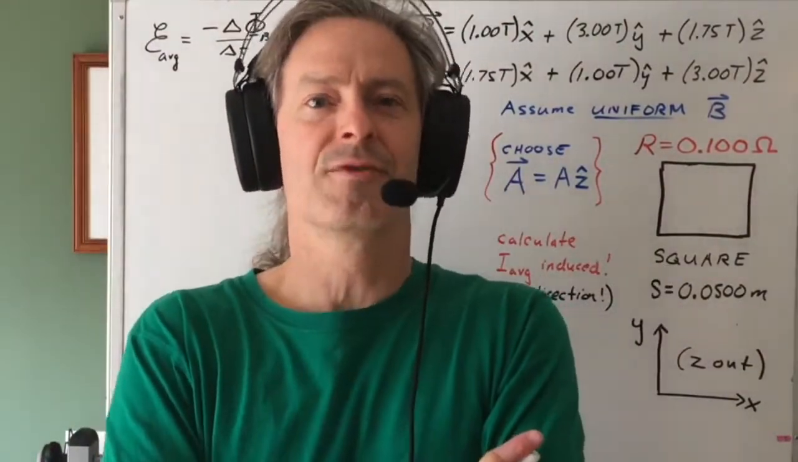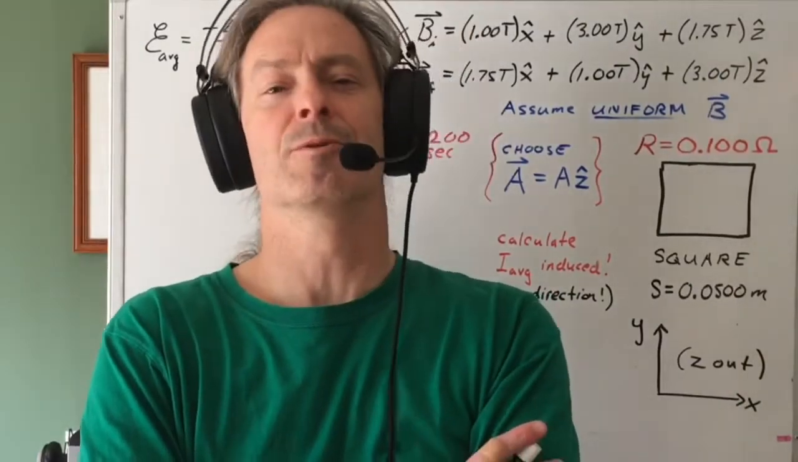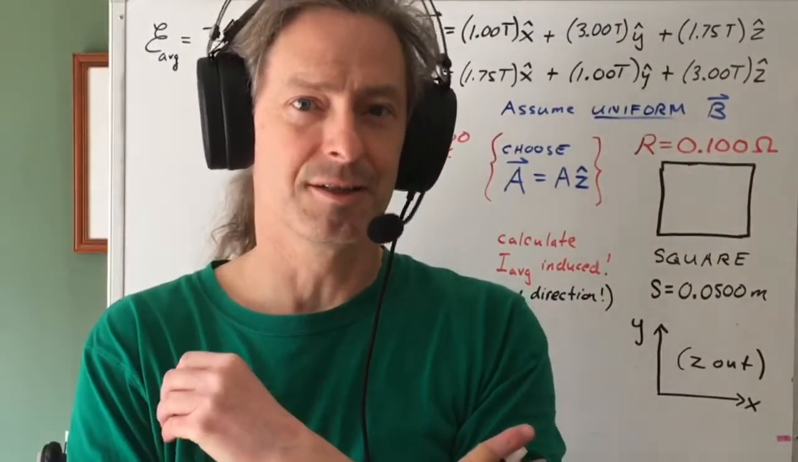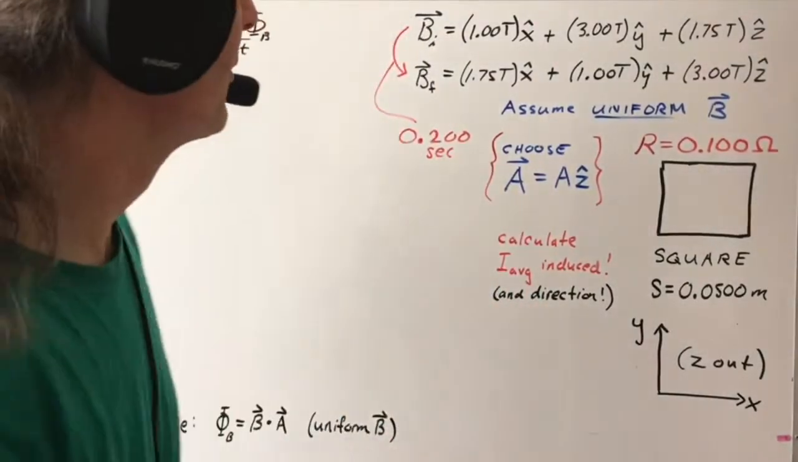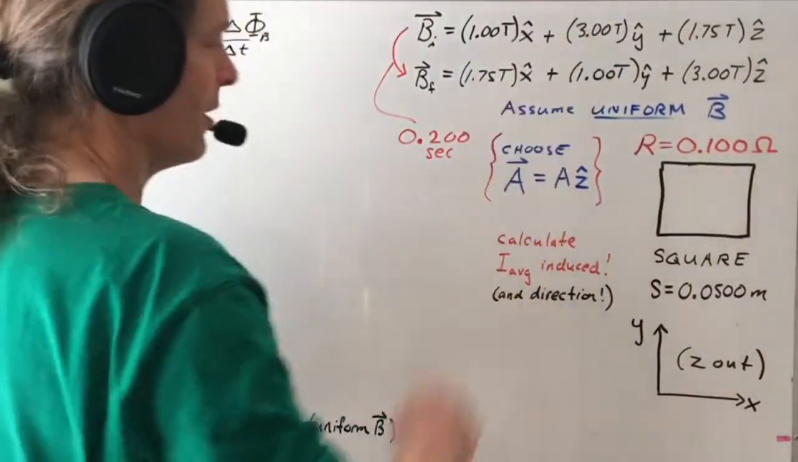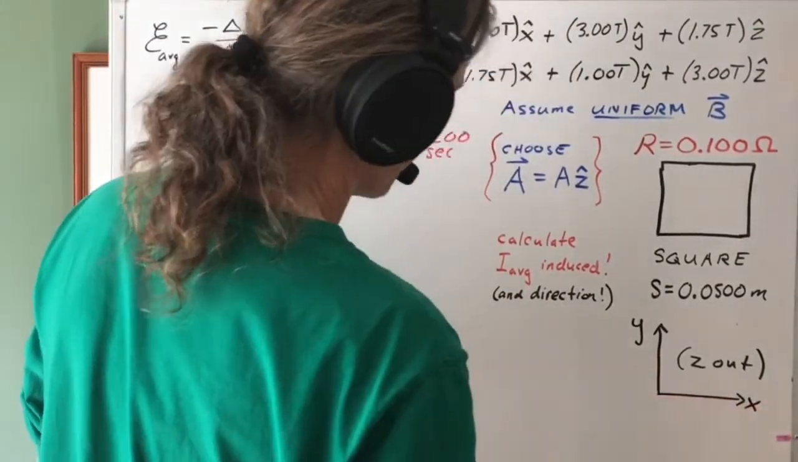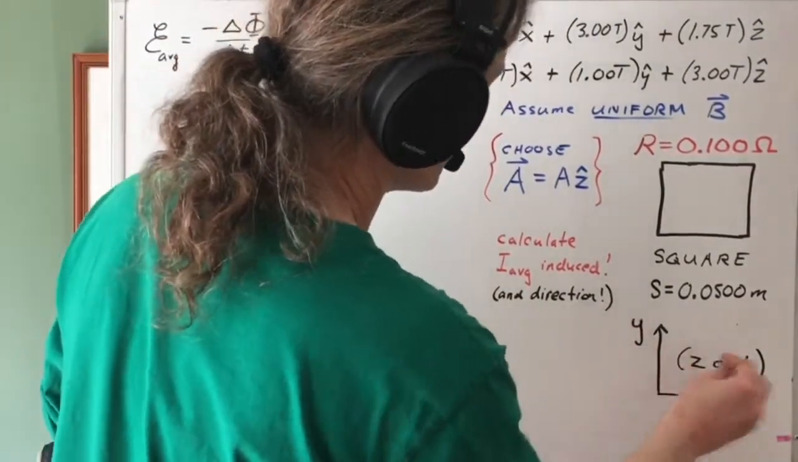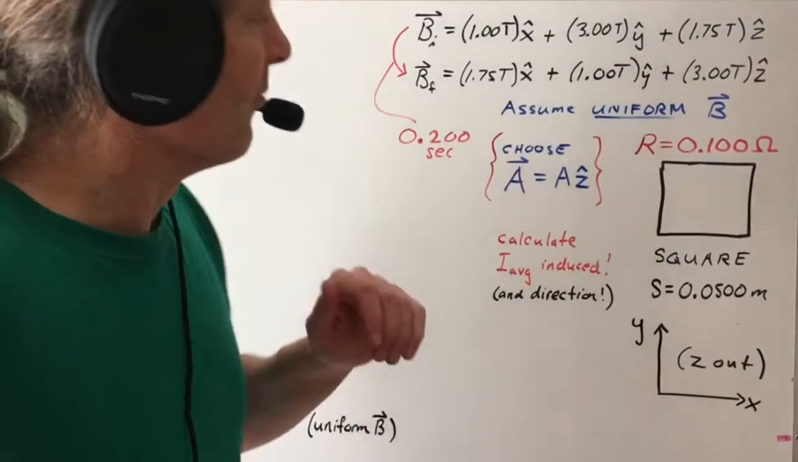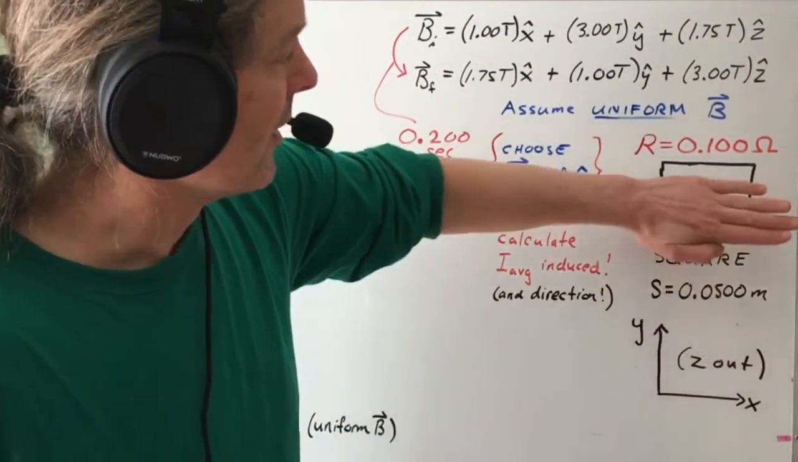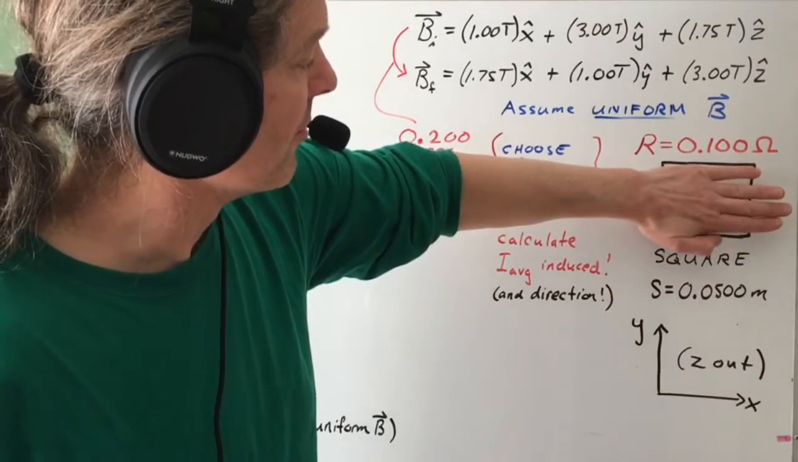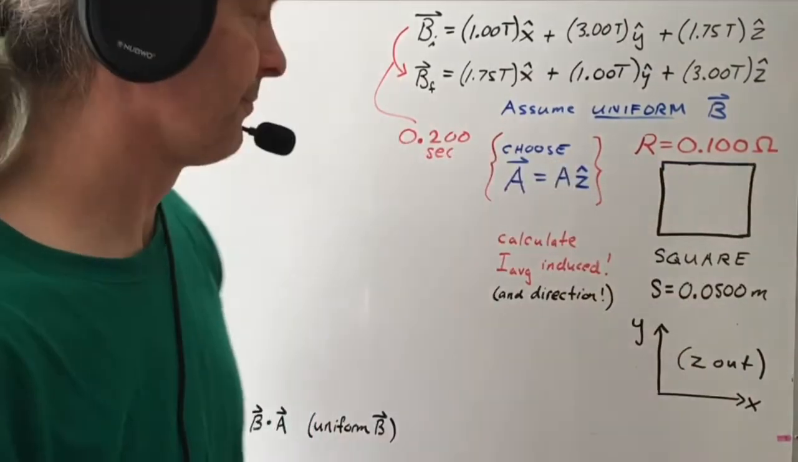Hi everybody. In this video I'm going to do an example problem in which I use Faraday's law to find the current induced in a loop of wire placed in a changing magnetic field. Okay, here's the setup. Imagine I've got my x direction to the right, my y direction up, and my z direction out. I've placed a square loop with each side with this dimension, and the face of the loop is in the xy plane.